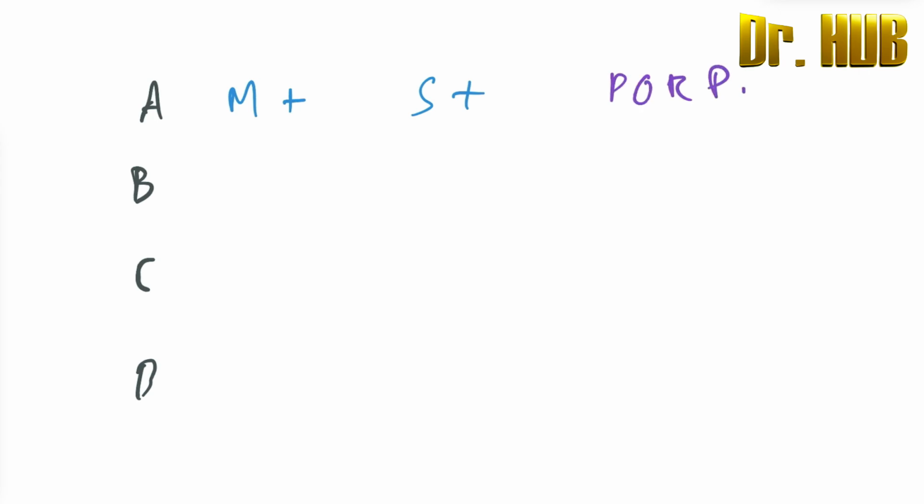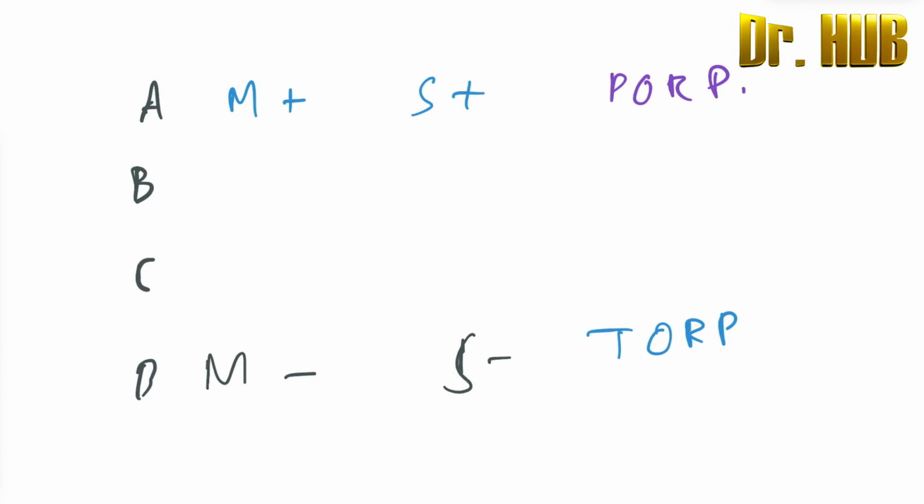Then we move on to D. We saw that in A both are positive. Now let's move on to D. M negative and S negative. Here, since it is totally opposite, this will be the total ossicular reconstruction prosthesis. So it is a TORP.